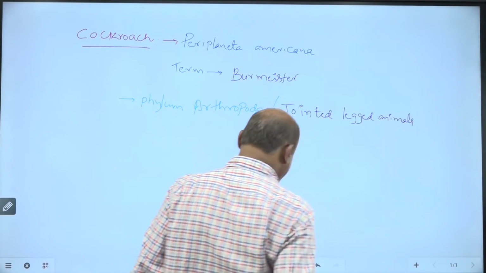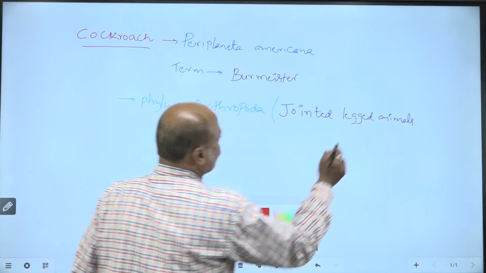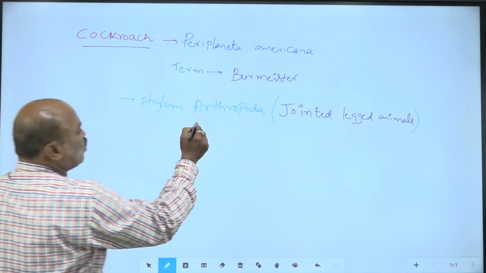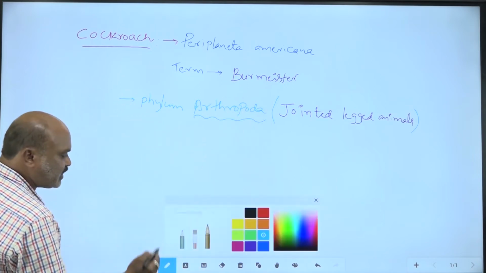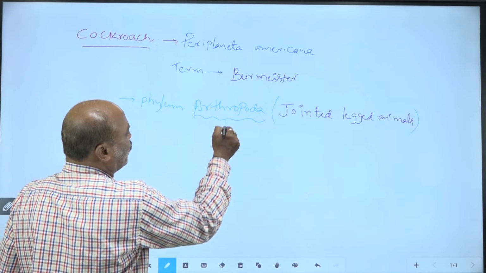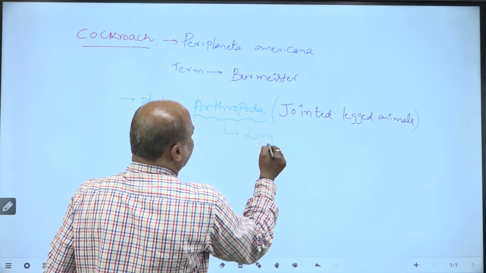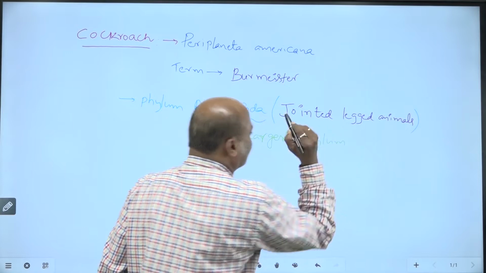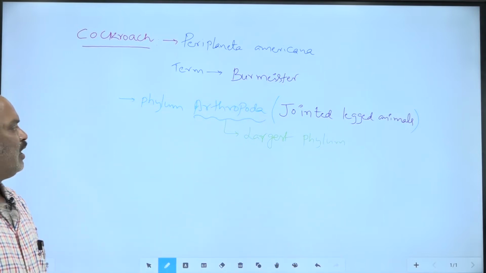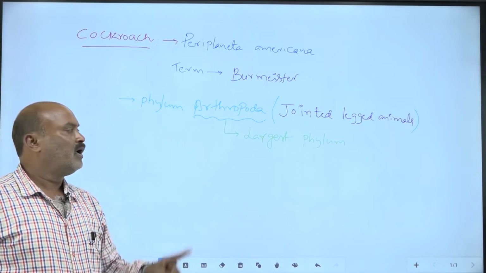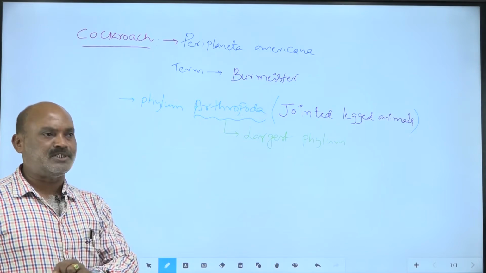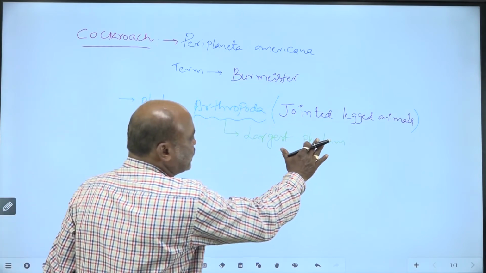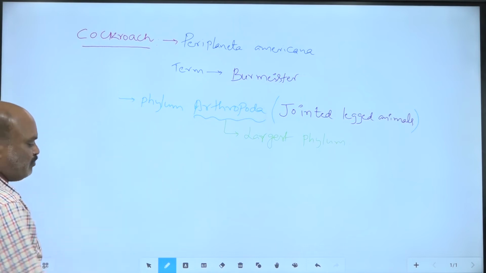So here one important area: in the kingdom Animalia, Arthropoda is the largest phylum. So why is it the largest phylum in the kingdom Animalia? That means in the animal world, 80% of the animal species belong to the phylum Arthropoda. That's why Arthropoda is the largest phylum.